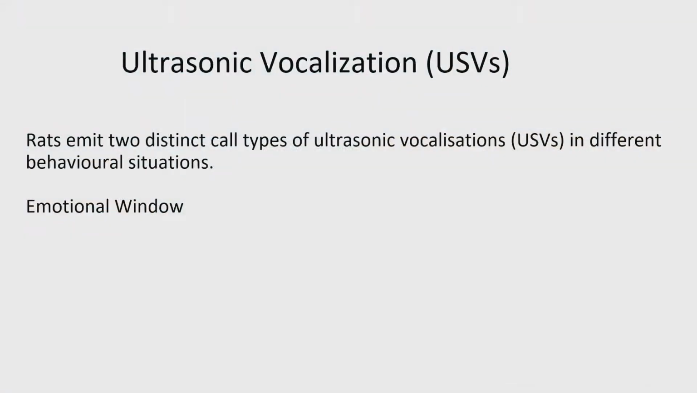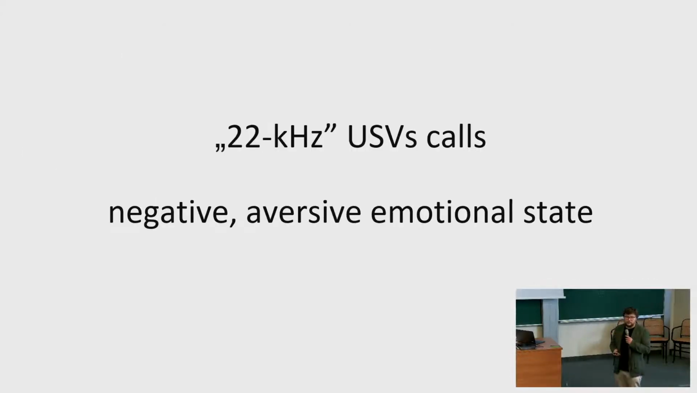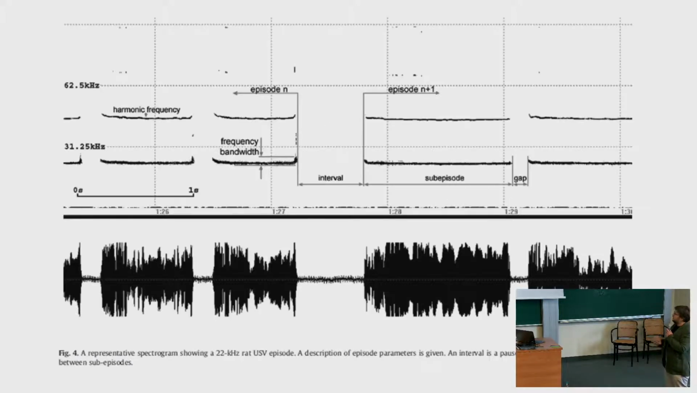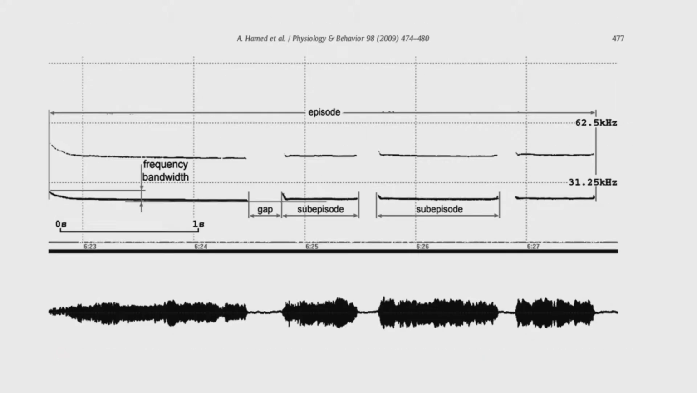There are two distinct types of ultrasonic vocalization. The first one is 22 kilohertz. It reflects a negative, aversive emotional state. It looks like this. Here is the frequency, here you've got the time, and here you've got the harmonic frequency. As you can see, they are stable in frequency.